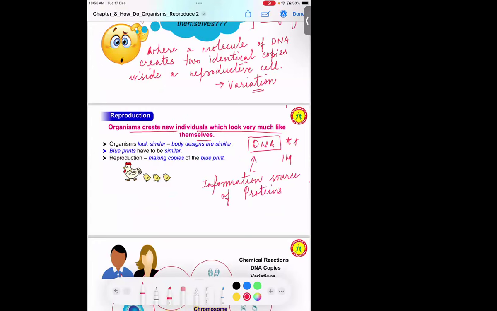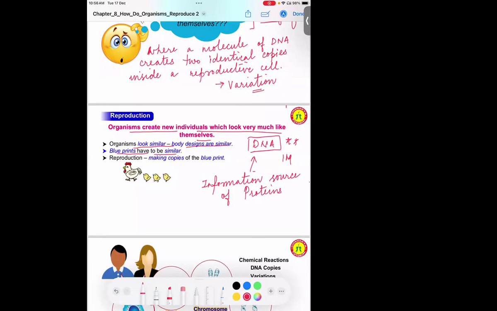So DNA basically carries the information source of protein, and because of that only we are similar to our parents. So organisms look similar because the body designs are similar and the blueprint has to be similar. If the organism is similar, the body design is similar. And why is the body design similar? Because the blueprint is similar.